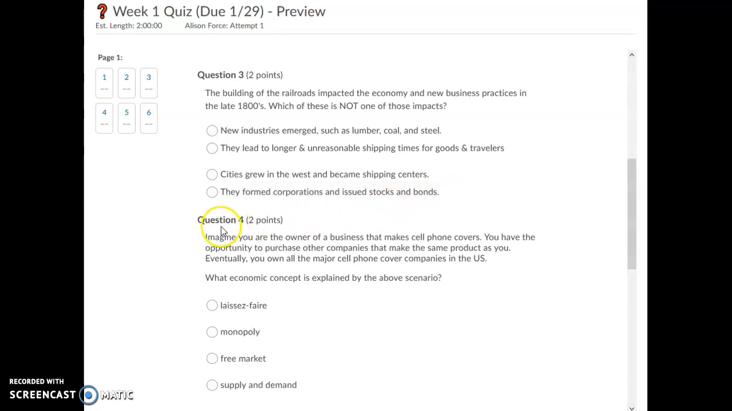Question number 4. Imagine you are the owner of a business that makes cell phone covers. You have the opportunity to purchase other companies that make the same product as you. Eventually, you own all the major cell phone cover companies in the United States. What economic concept is explained by the above scenario? Laissez-faire, monopoly, free market, supply and demand.